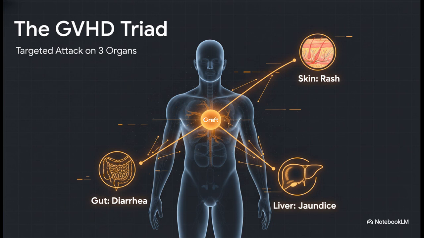The donor cells go after three main targets: the skin, which causes a rash, the liver, leading to jaundice, and the gut, which results in terrible diarrhea. Recognizing this triad, skin, liver, gut, and recognizing it early is absolutely critical for the patient's survival. This is a classic board question. You have to remember it.